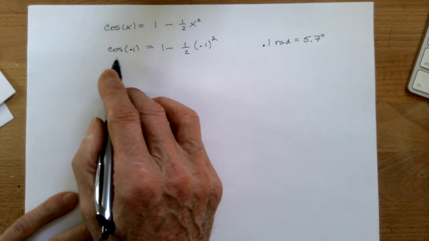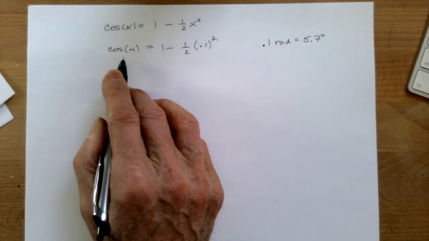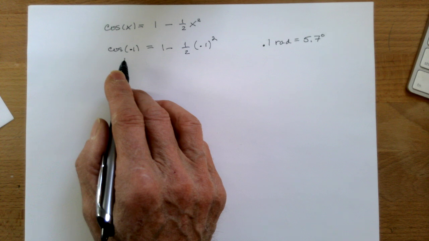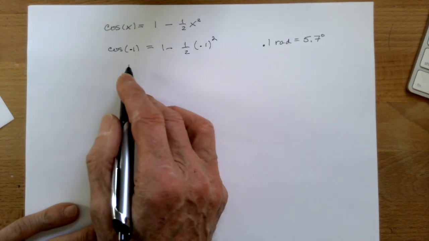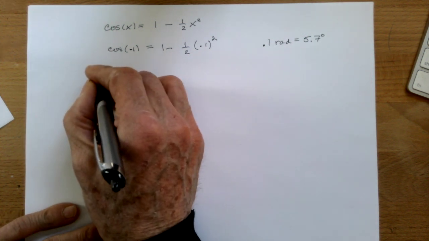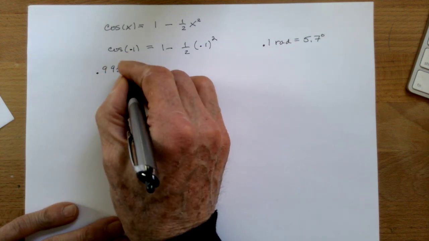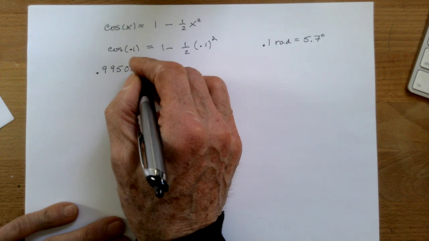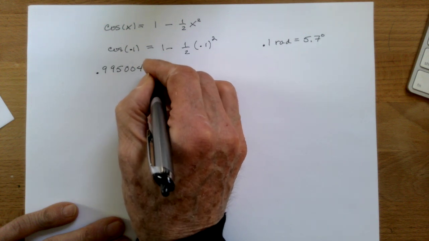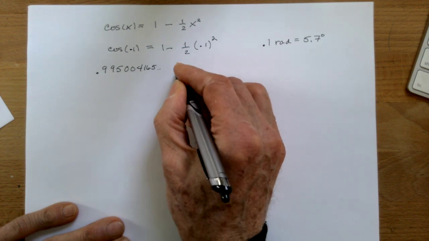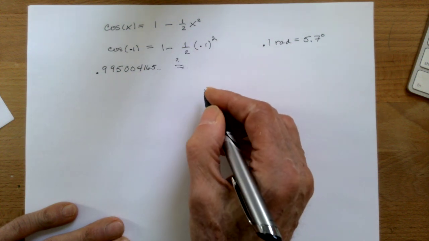Now if you look up the value of cosine of 0.1 using your calculator or computer, I'll give you the value. And the value is 0.995004165, and it keeps going. On the right-hand side, I'll put a little question mark, see what we get.